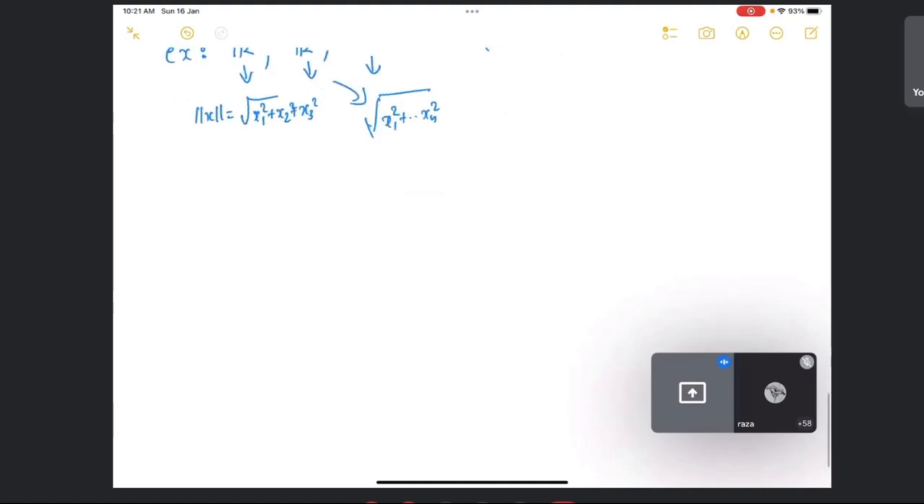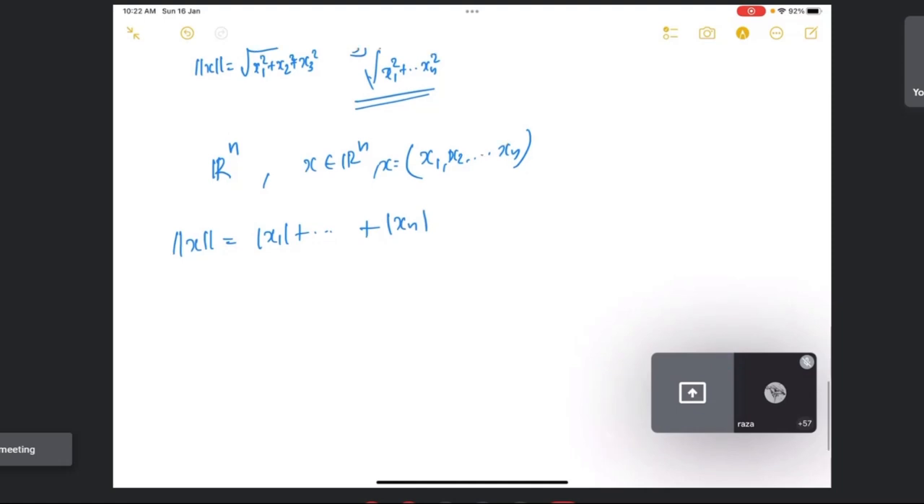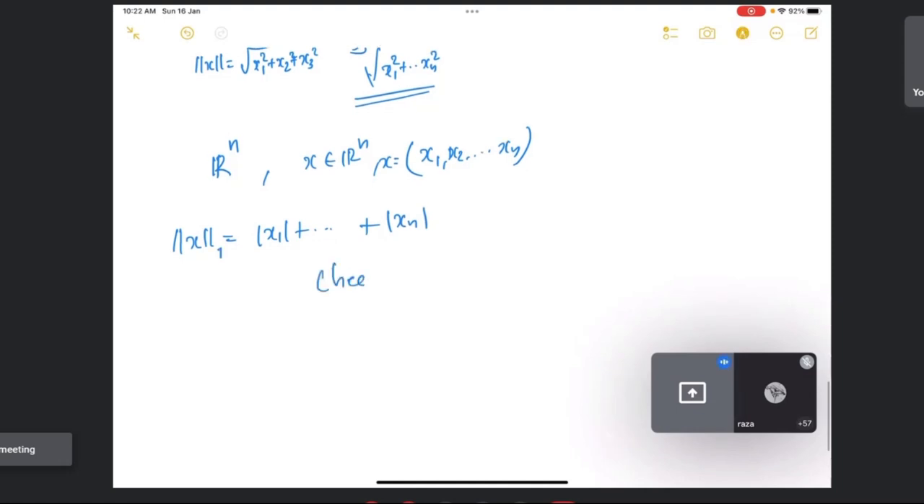Now I'll give you an example in R power n, a norm which cannot be obtained from the inner product, the dot product. So you take R power n, you take a vector x in R power n, and x will be of the form x1, x2, etc., xn. So x will look something like this. Now you define norm x to be modulus of x1 plus etc. plus modulus of xn. And this is called the one norm.